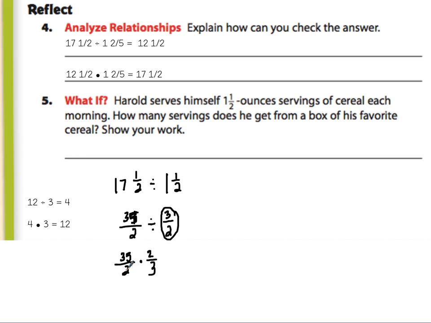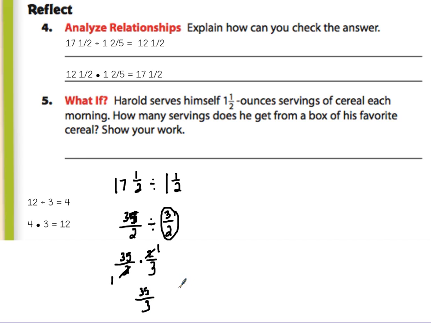And then I can cross simplify. 2 and 2 are both divisible by 2. So I get 2 divided by 2 is 1. 2 divided by 2 is 1. So I get 35 over 3.